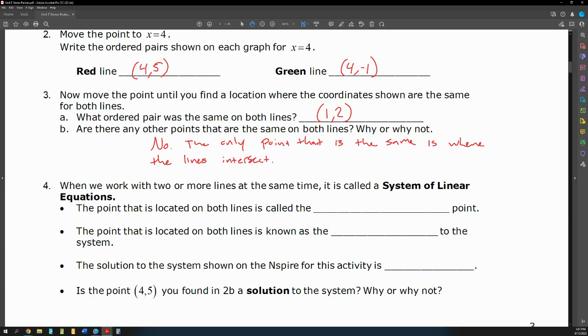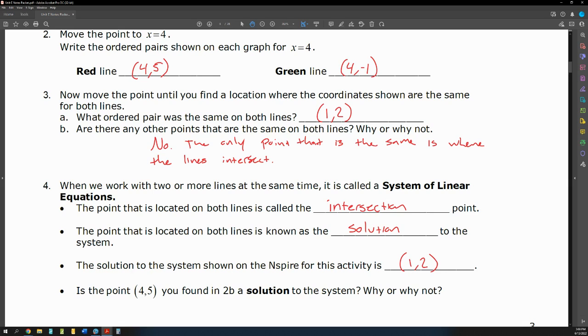Okay. When we work with two or more lines at the same time, this is called a system of linear equations. So a system is just multiple linear equations. The point that is located on both lines is called the intersection point. The point that's located on both lines is known as the solution to the system. And the solution to the system, shown on the Inspire for this activity, is the ordered pair 1, 2.